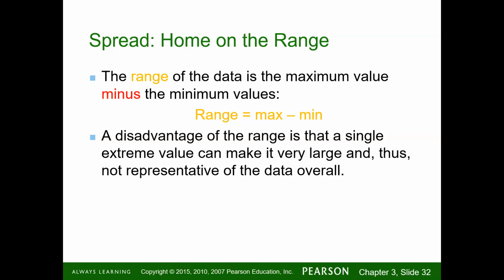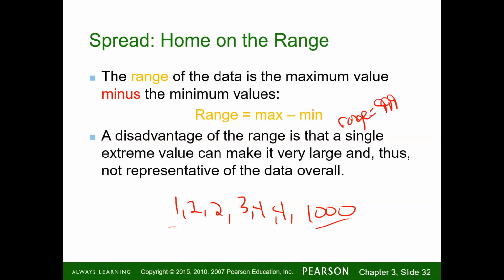Like say I had this data. 1, 2, 2, 3, 4, 4, 1,000. Now, the range would be what? Max minus min, 1,000 minus 1. The range would be 999.